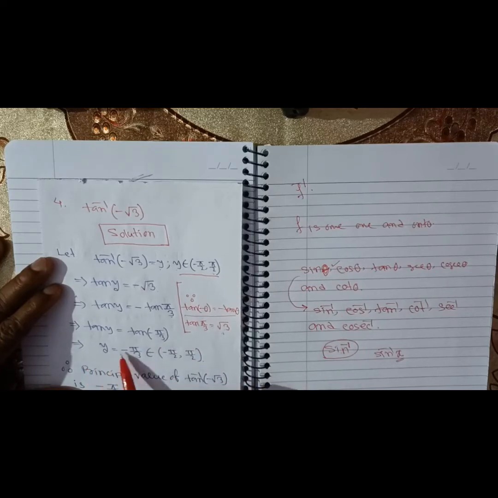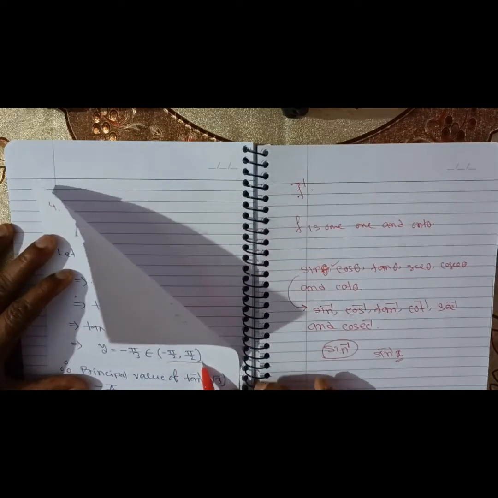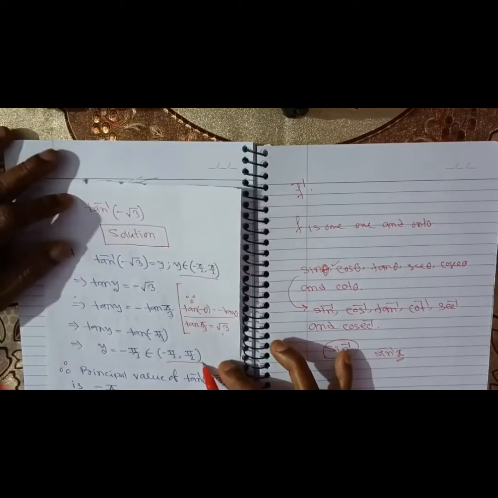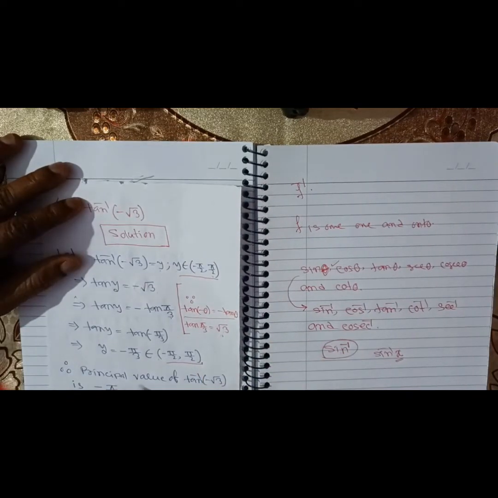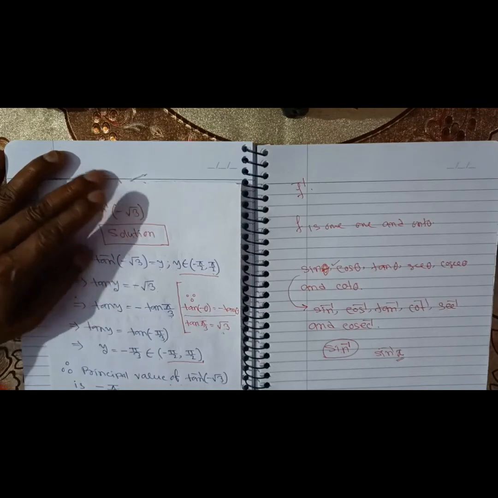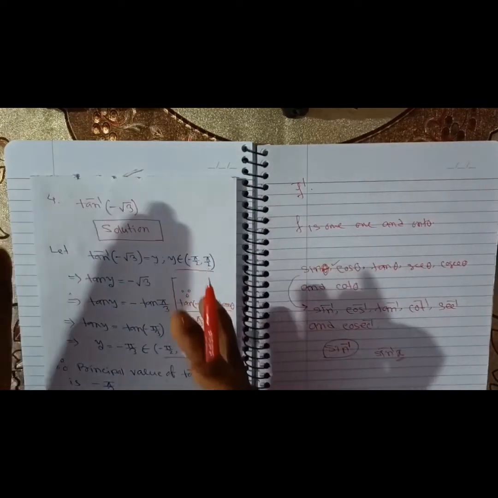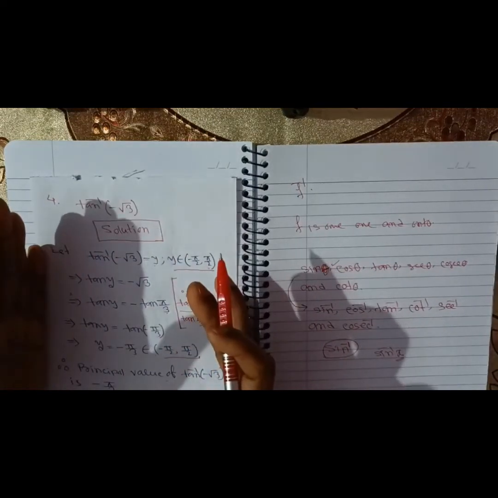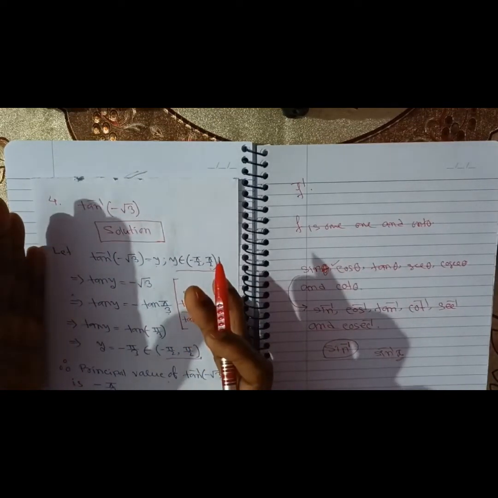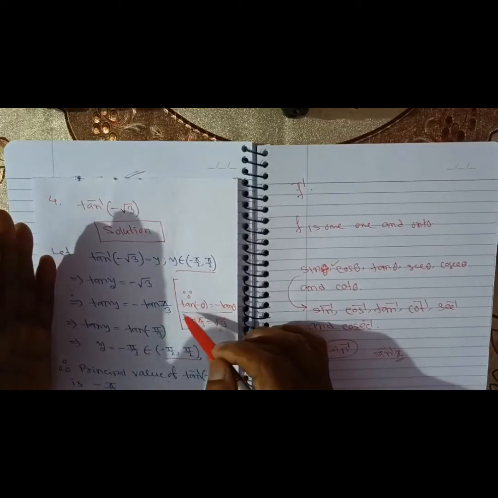This implies y is equal to minus pi by 3, which belongs to the principal value branch of tan inverse. Hence, the principal value of tan inverse minus root 3 is given by minus pi by 3. This is a very simple solution. It is very easy to remember. My dear friends, please remember this. These conditions are very important for trigonometry.